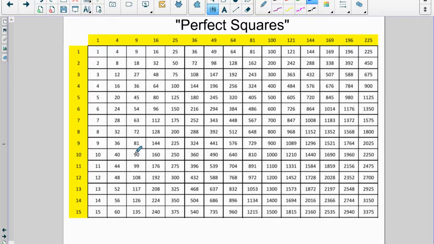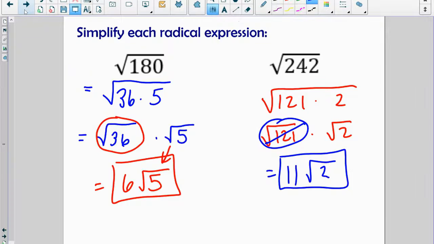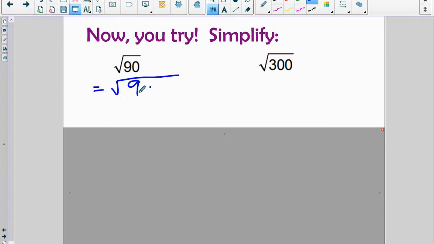Okay, so 90 is the result of 9 times 10. So I put my perfect square first and my other factor second. That allows me to break it apart into two different radicals. And then I know that I can simplify the square root of 9 is 3, because 3 times 3 was 9. And then the square root of 10 is just the square root of 10.